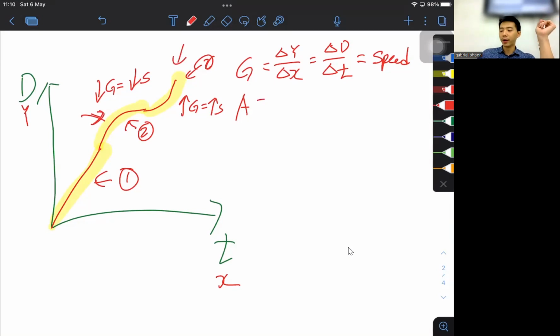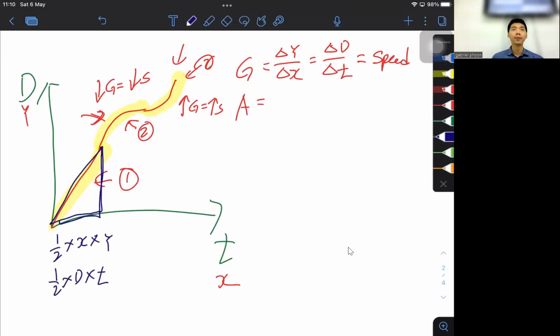Okay. What about area under the graph in the distance time graph? Will it represent anything? No, it will not. Why will it not? Because if you think about it, if I want to find the area under this part here, this is a triangle, and if it's a triangle, it will be half times x times y, which in this case will be half times distance times time.